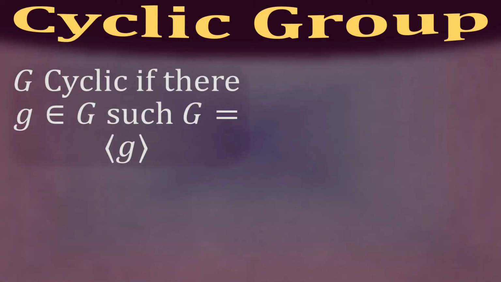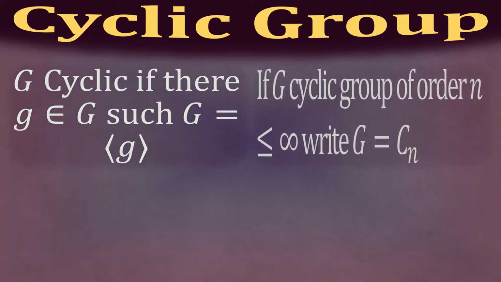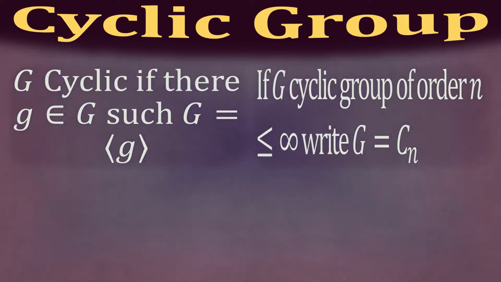Now, let's define a cyclic group. We say that G is cyclic if there is some g in G such that G is equal to the cyclic subgroup generated by g. If G is a cyclic group of order n, we also write that G is equal to C sub n.